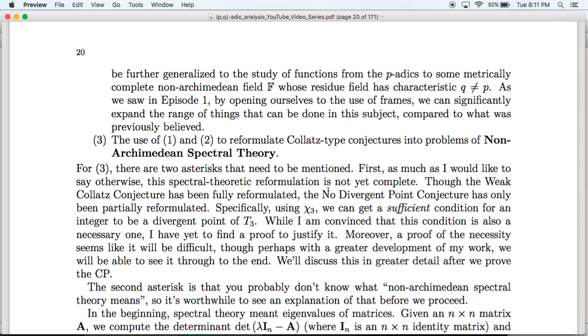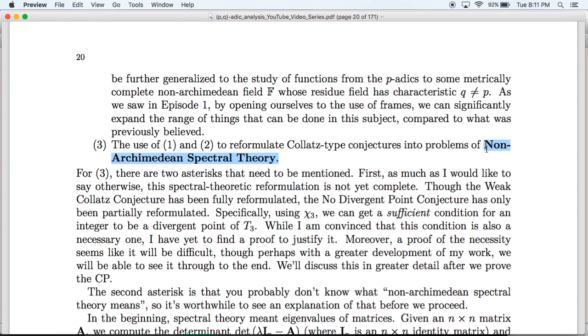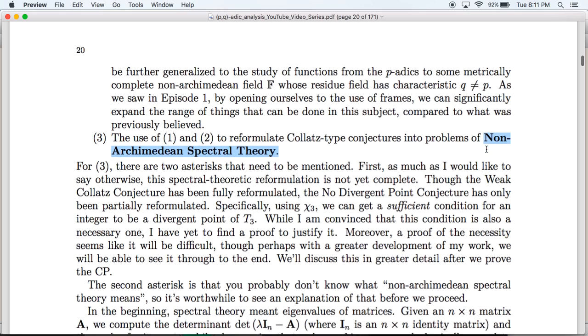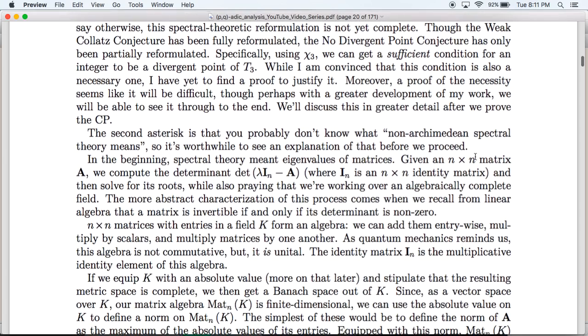The reformulation is incomplete. The second is that, as I said, this is very impressive sounding, so you probably don't know what it means, so I'm going to explain it now. In the beginning, spectral theory meant the study of eigenvalues of matrices. Given an n by n matrix A, we compute the determinant of lambda I_n minus A, where I_n is the n by n identity matrix, and then we solve for the roots of the resulting polynomial, while also praying that we're working over an algebraically closed field so that all the roots exist.